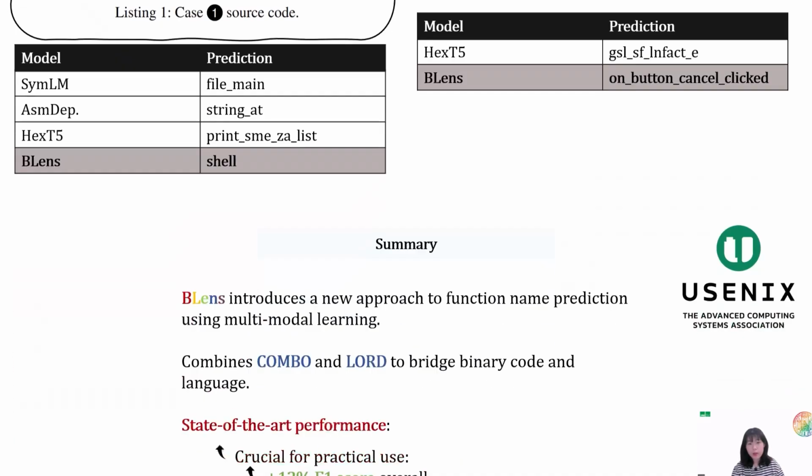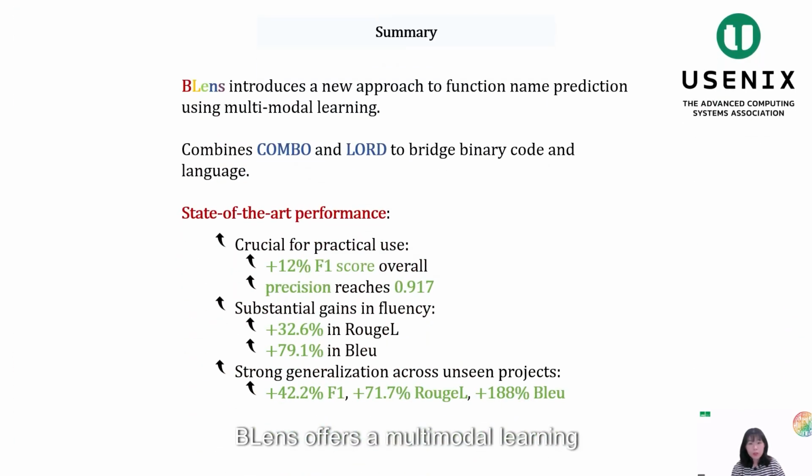In summary, BLens offers a multimodal learning framework for function name prediction, and our approach achieves state-of-the-art performance with 92% precision, substantial improvements in fluency, and strong generalization across projects. So that concludes my presentation today.